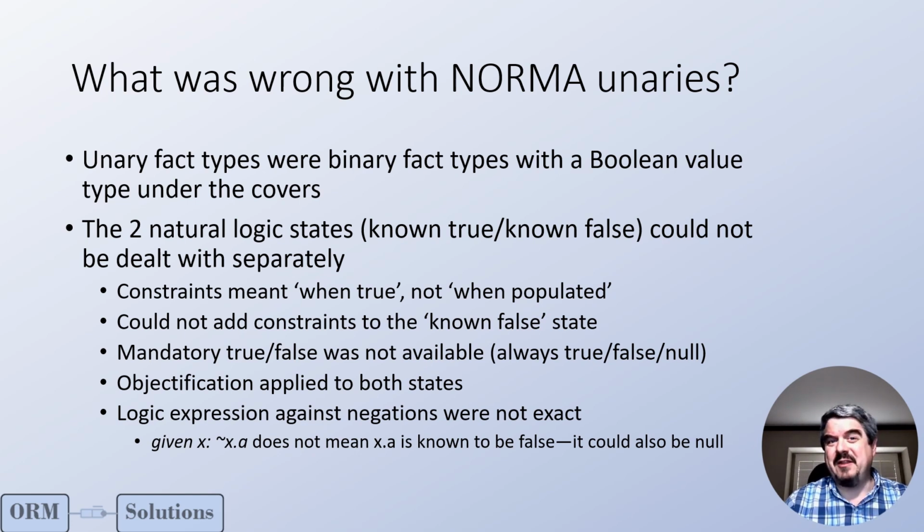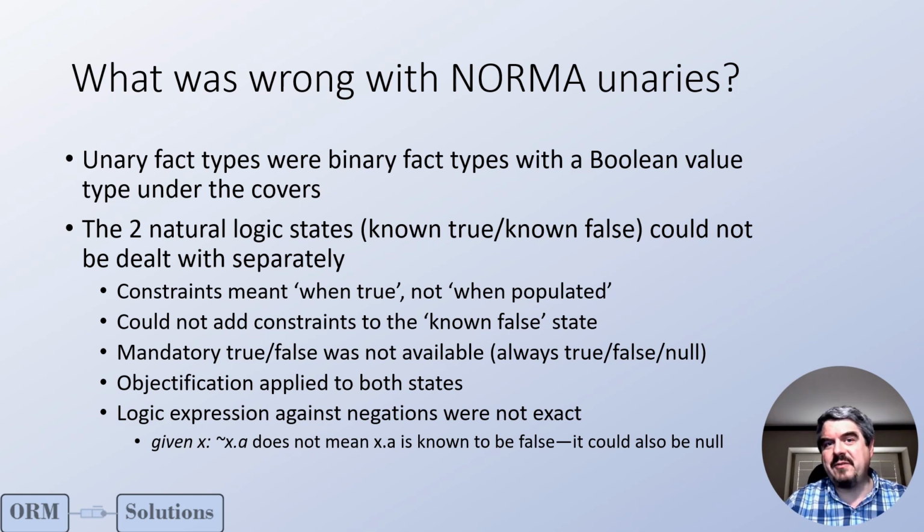You couldn't specify them as mandatory. So even if I say, look, I must have either, you need to tell me, is it true or is it false? Don't give me a null. I don't want a null state. I want to explicitly know whether it's true or false. You couldn't do that. Objectification applied to both states.